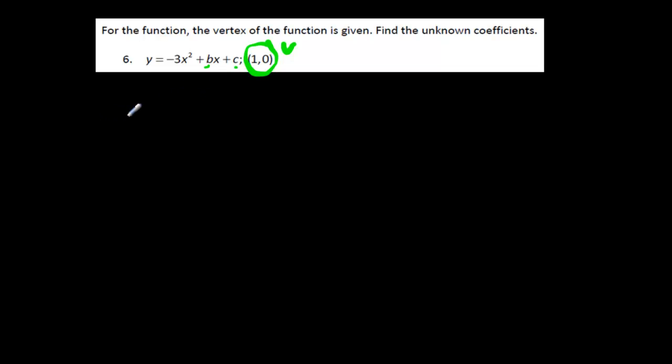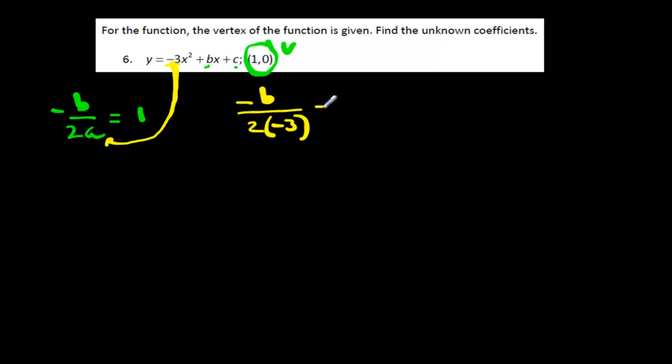So what we're going to do is use the fact that we know that the opposite of B over 2A equals the x coordinate of the vertex. Well, if we're already given the x coordinate of the vertex, it equals 1, so we can say that it equals 1. In addition to that, we know what A is. A is -3. So we can take that -3 and substitute it for A. So we're going to have the opposite of B over 2 times A, which is -3, equals 1.